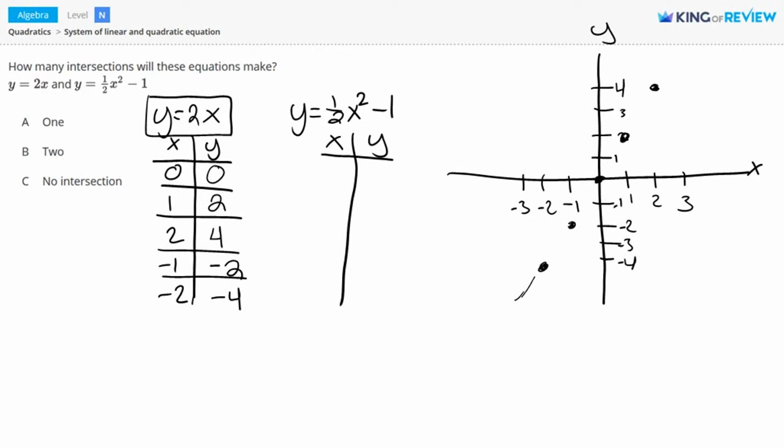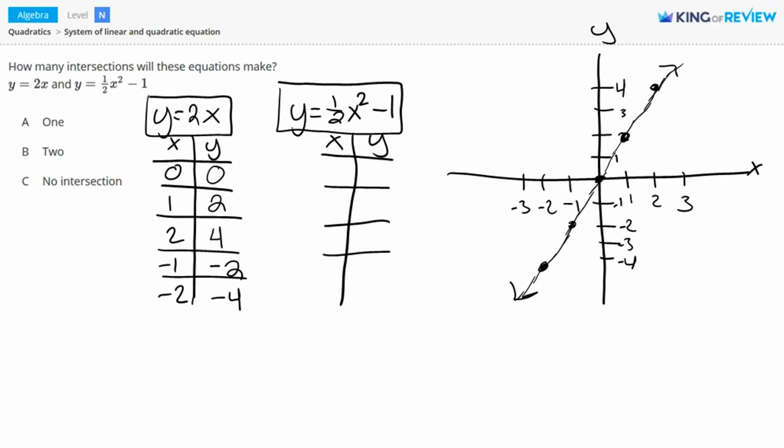So now I'll use these data points to fill in the graph, and you can see that it's a line. And here's the graph of the line. Now let's plot y equals 1/2 x squared minus 1. And I'll need some data points to do this. I'm choosing the x values of 0, 1, 2, -1, and -2. Again, you could choose whichever x values you want.